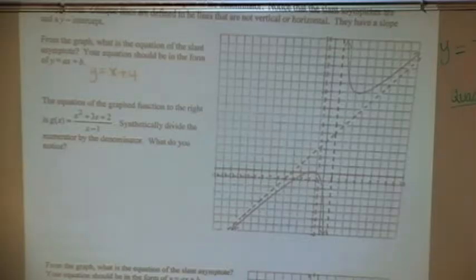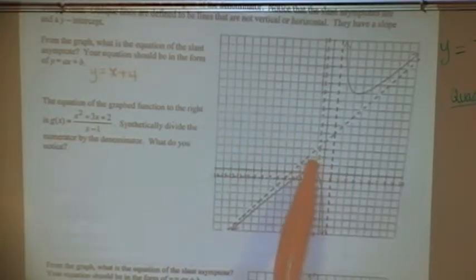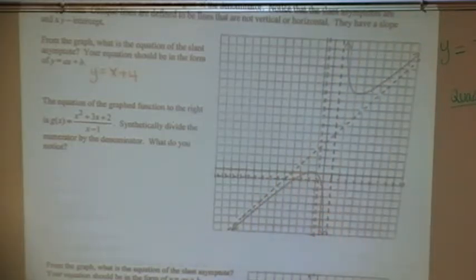Okay, so this is the equation for the entire function. If we were to plug this in our calculator, we would get this picture. It wouldn't have the dotted lines, but we would get these things right here. They're asking us to synthetically divide the numerator by the denominator. So that's good, synthetic division, we like that.